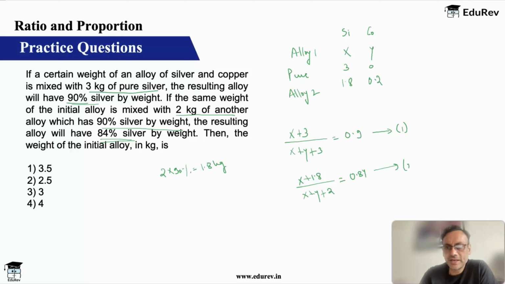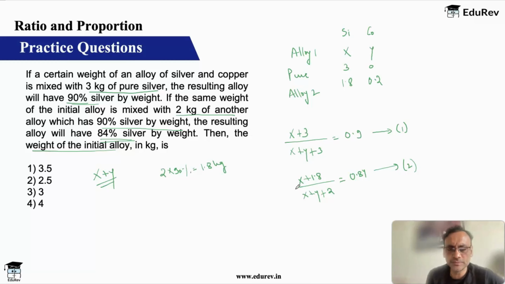Okay, so this is my second answer. So I have 2 equations, 2 variables X and Y. I can solve them. The other option is to look at the answer choices. The answer choices give the weight of the initial alloy. That means X plus Y. So X plus Y is given to me. I can put X plus Y in them and see that I get the same value of X in both. If I get the same value, that means it satisfies. So that is also a method.